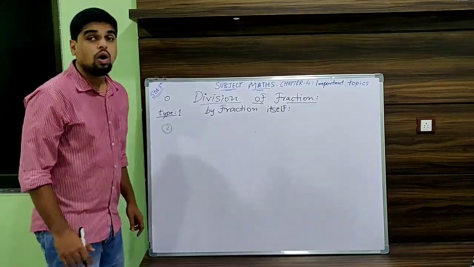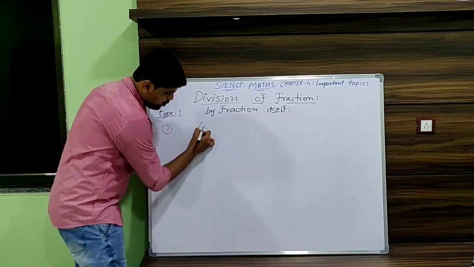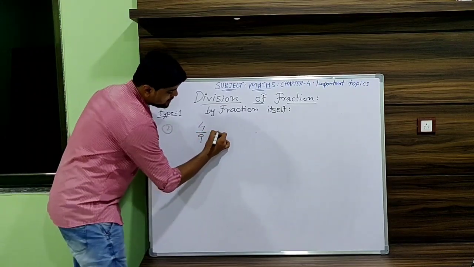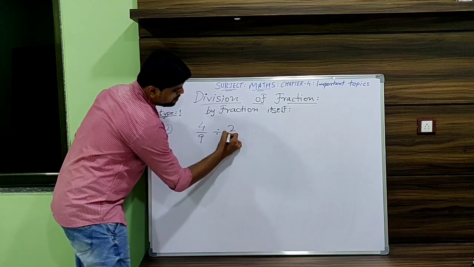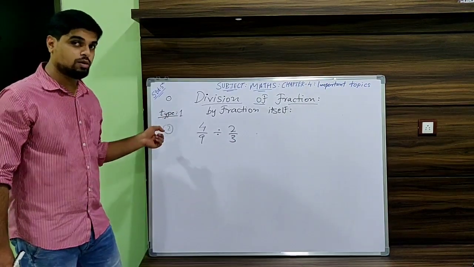Is it clear? Okay, students, let's take another example. Let's say 4 upon 9 is divided by 2 upon 3. So, do you remember the steps of question number 1?